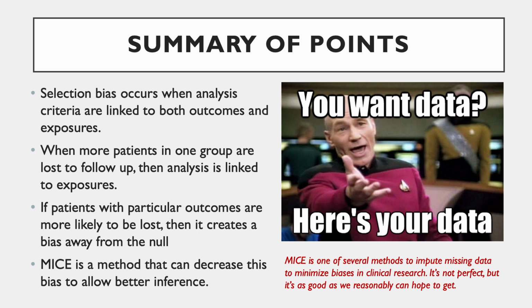To summarize what we've talked about so far, selection bias occurs when the analysis criteria are linked to both the outcomes and the exposures. So if more patients in one group are lost to follow-up than the other, then that is what links the analysis to exposures. And if the patients with specific outcomes are more likely to be lost to follow-up, then that's the second step, which links the analysis to outcomes, and that will create a bias away from the null hypothesis. MICE is a statistical method that can help decrease this bias in order to allow better statistical inference.